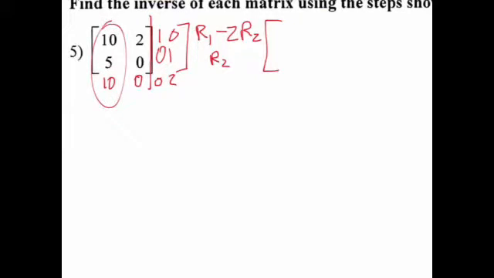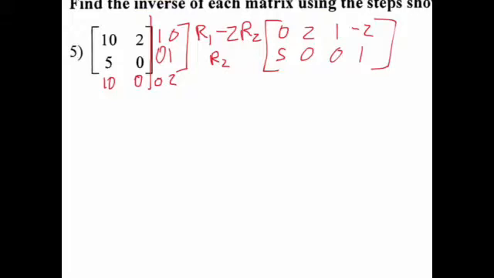So I'm going to take row 1 and subtract those. I'm going to get 0. 2 minus 0 is 2. 1 minus 0 is 1. 0 minus 2 is negative 2. And my second row was 5, 0, 0, 1.